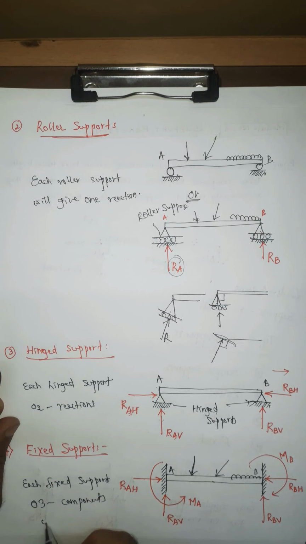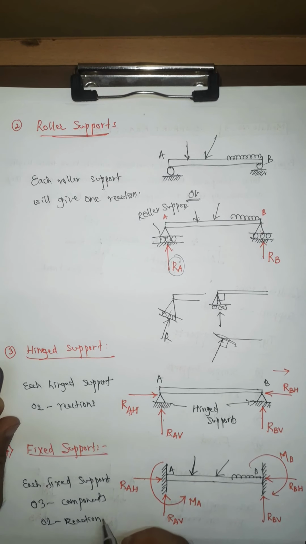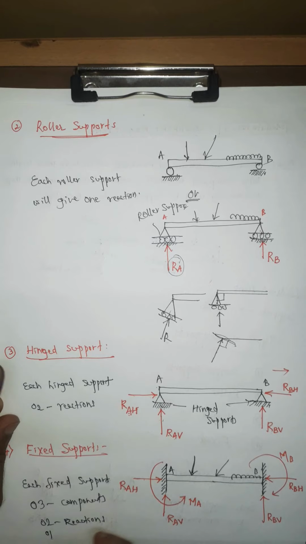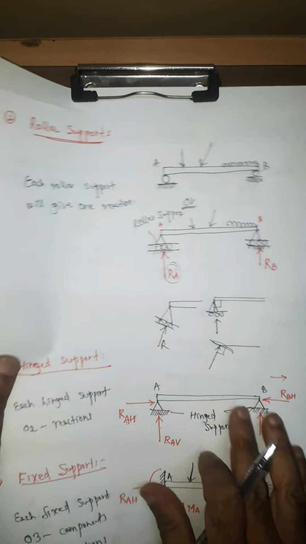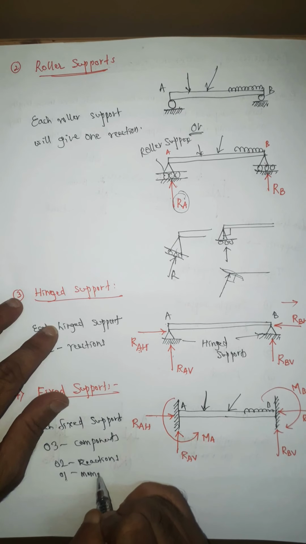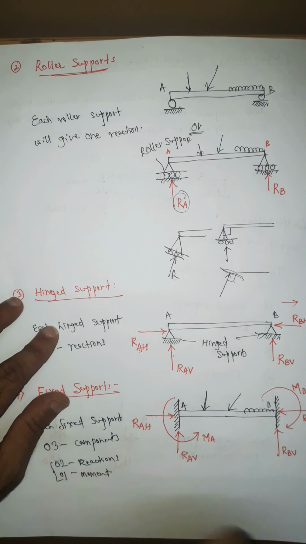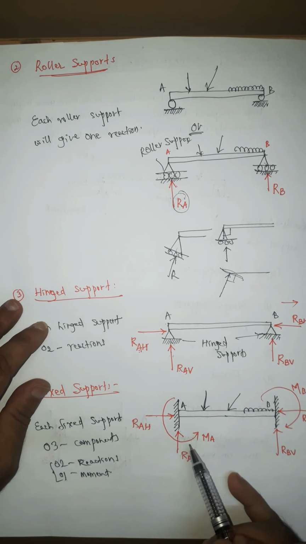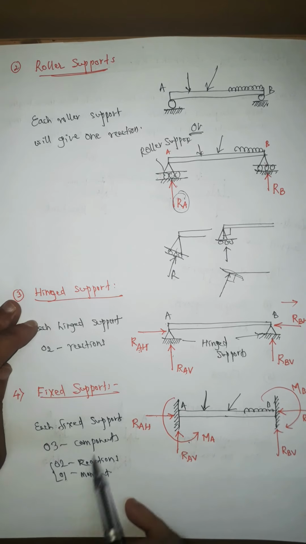Three components, that is two reactions and one moment will be there. So totally three will be there: 1, 2, 3. So each fixed support will be having three.